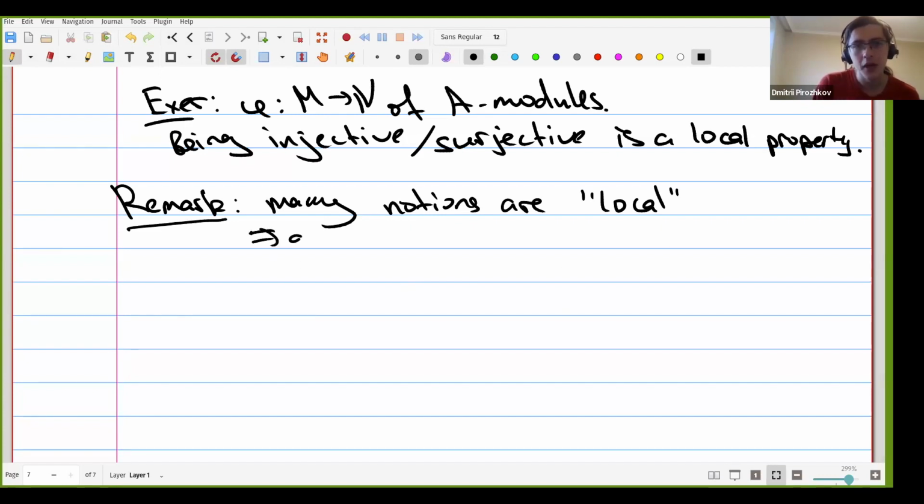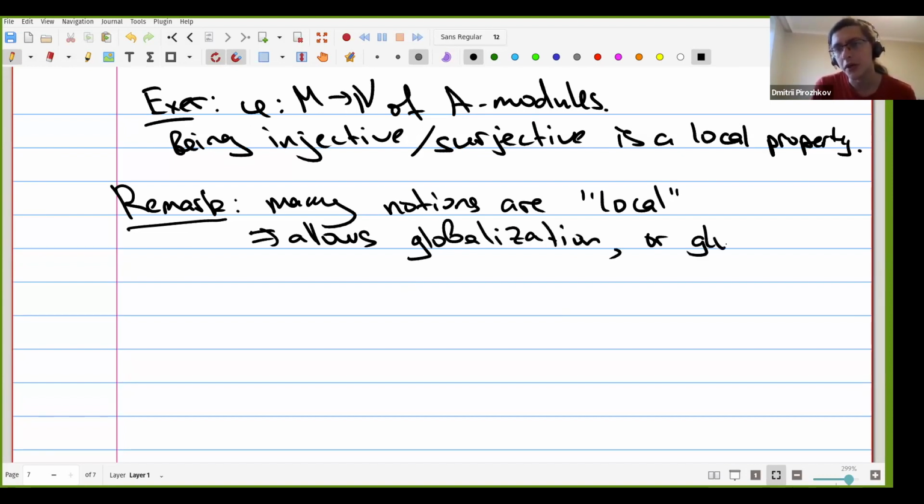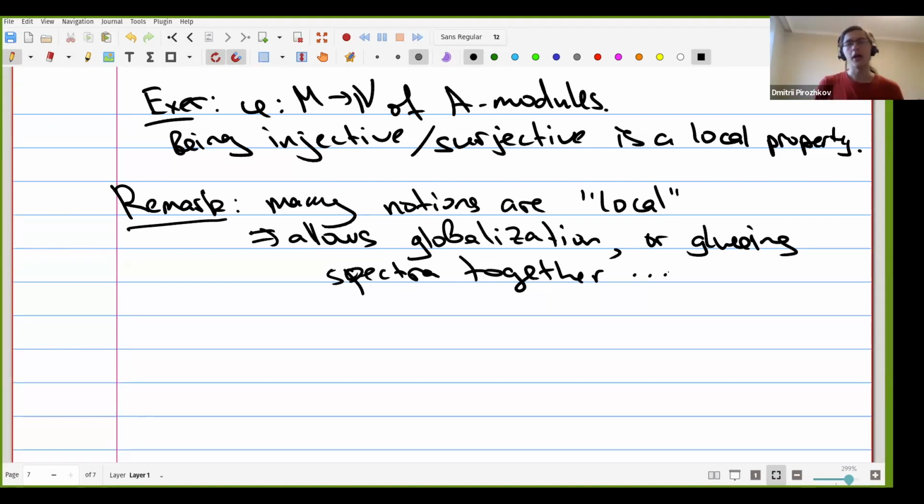Theoretically, at least, this allows some kind of globalization or gluing different spectra together into some other kind of objects. And this is actually what happens when you define a scheme. And I think starting from the next week, you will see something like this.